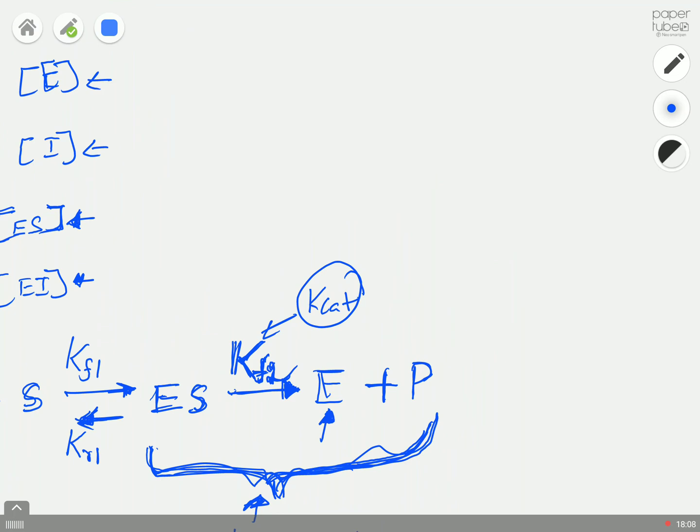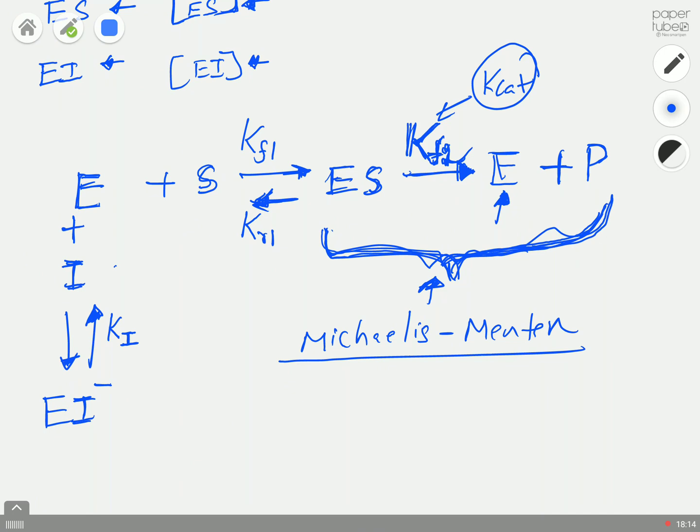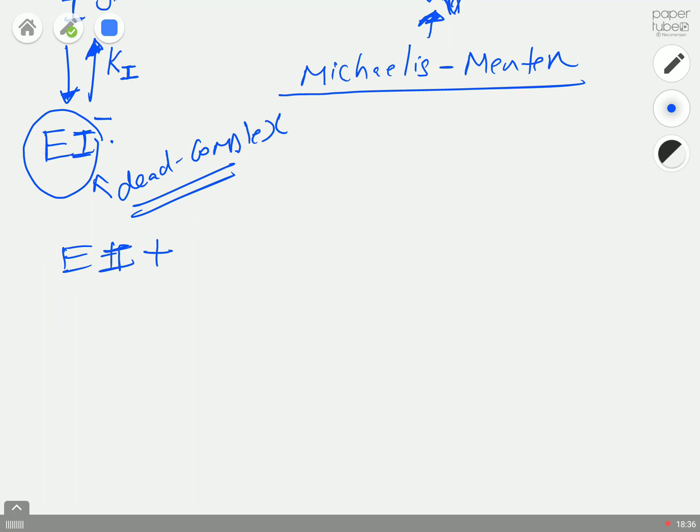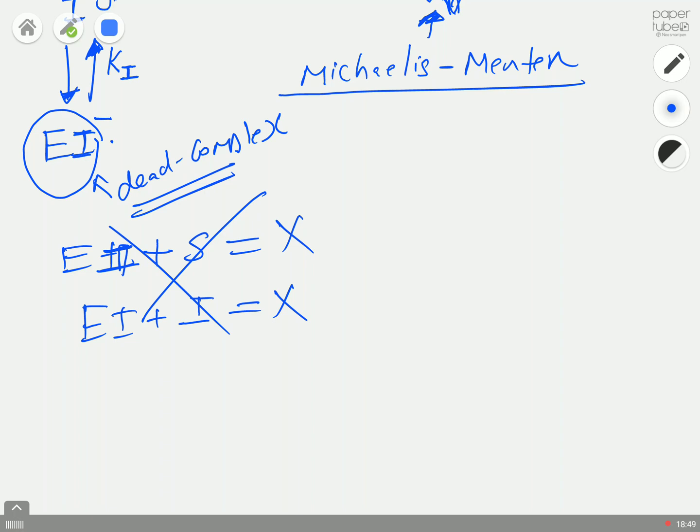So let's derive. Before deriving, pay attention. Here you have two physical processes: association of enzyme plus substrate to enzyme substrate complex, and association of enzyme plus inhibitor to form enzyme inhibitor complex. And the enzyme inhibitor complex is a dead end complex. Dead end complex means this EI will never associate with substrate, or with another inhibitor. So that's why this is called a dead end complex.